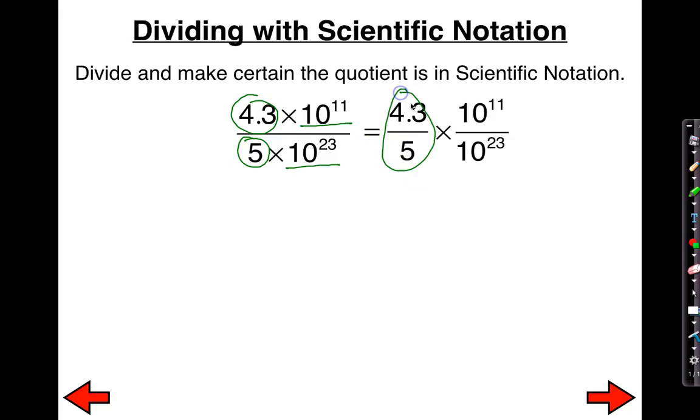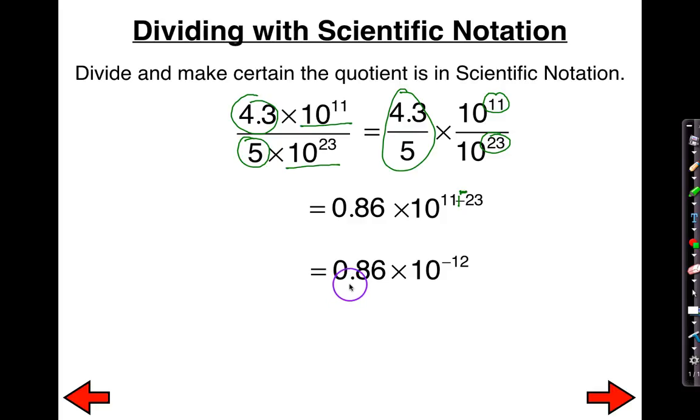Then we're going to divide 4 and 3/10 divided by 5 gives me 8600ths times, we're going to have to subtract these exponents, so 11 minus 23. Here I'm going to add the opposite, so that's going to leave me with 8600ths times 10 to the negative 12th power. Now before I circle my answer and say that I'm done, I'm going to check my coefficient. Does my coefficient fall within the range of between 1 and 10? No, because it's too small. It's actually less than 1.